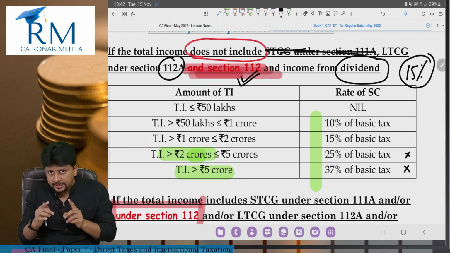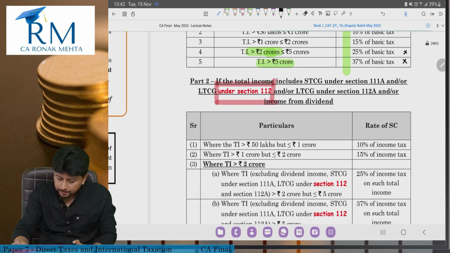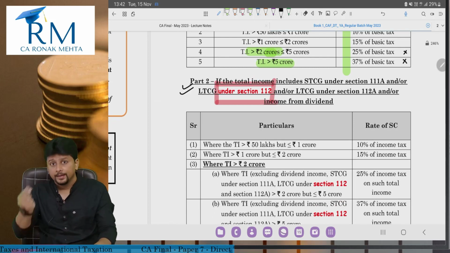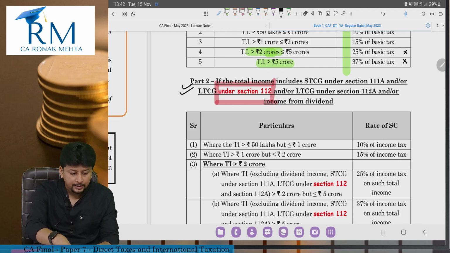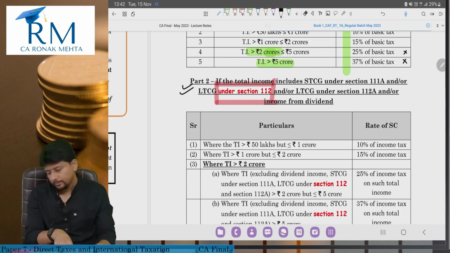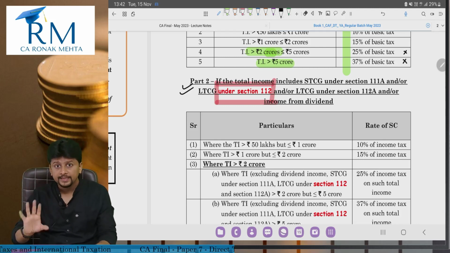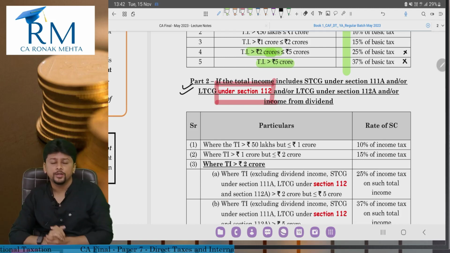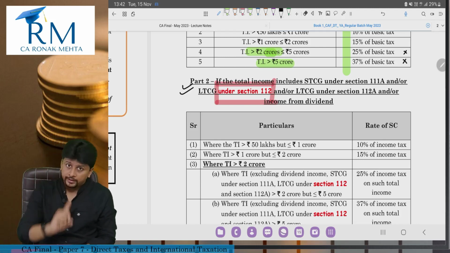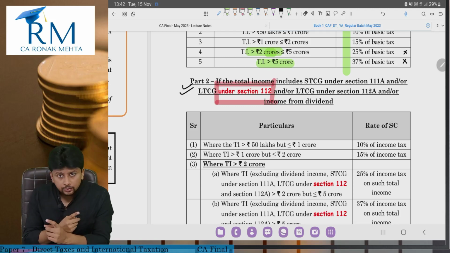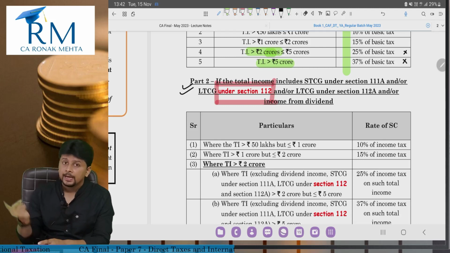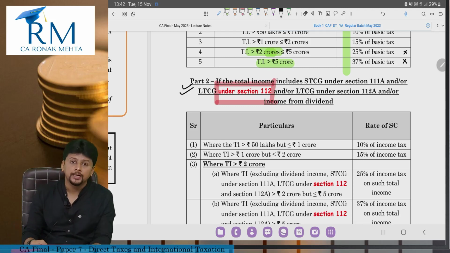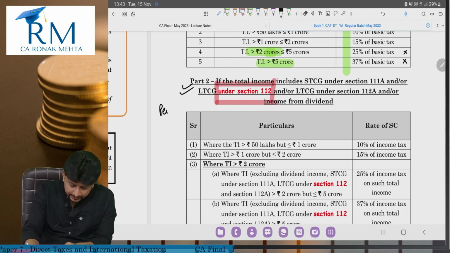So all these things that I discussed with you right now, that is our part 2. If my total income includes these capital gains and dividend income, then my surcharge is calculated in a slightly different way. So once I discuss the chapter of capital gains with you, and the chapter of IFOS, dividend income is IFOS, after that we will discuss part 2. Part 2 as of now is pending.